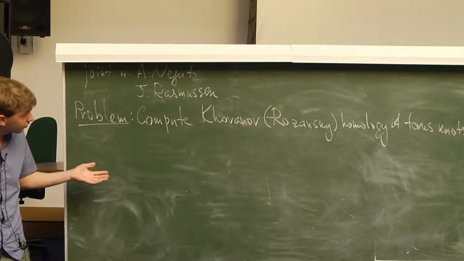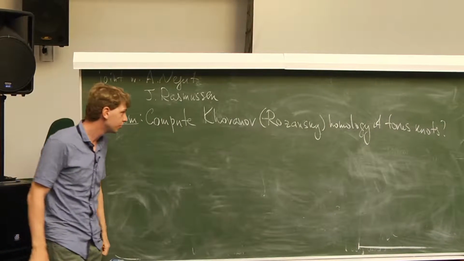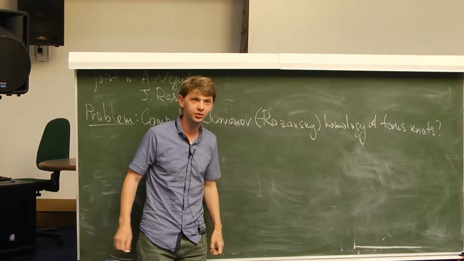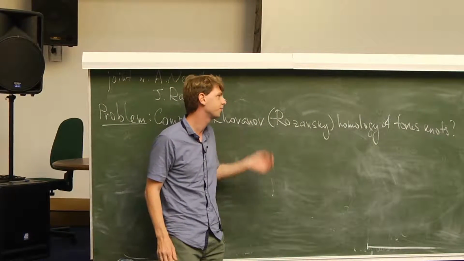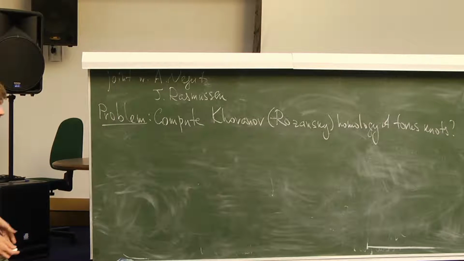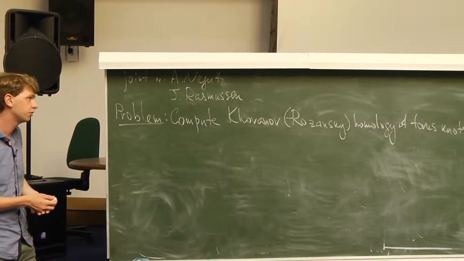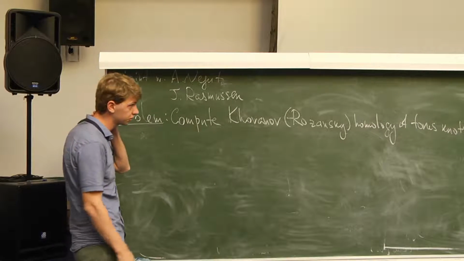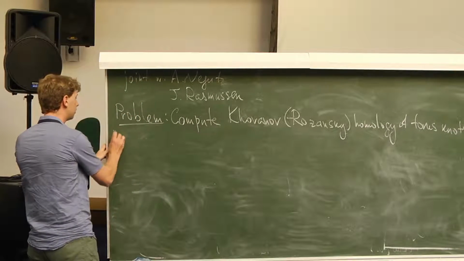I will not define Khovanov homology, so I'll rely on Alexander's nice exposition on Monday, and if you missed his talk, then this is some black box, but this is a very important topological invariant of knots. Again, it's very unfortunate that we don't know the answer for torus knots. So what do we actually know?